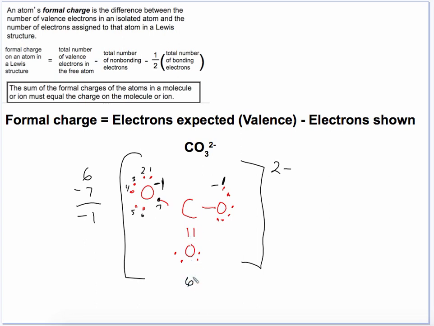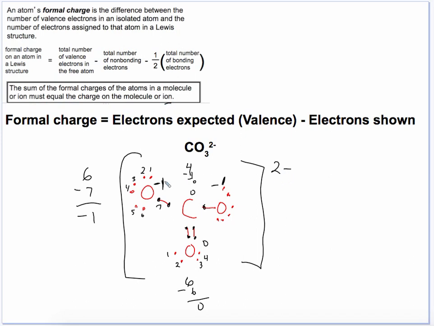Okay, count it up. Let's do this oxygen down here. Okay, 6 valence electrons. The electrons expected minus 1, 2, 3, 4, 5, 6. So 6 minus 6 is 0. So this oxygen is 0. Okay, carbon, it has 4 valence electrons minus 1, 2, 3, 4. So 4 minus 4 is 0. So carbon is 0.